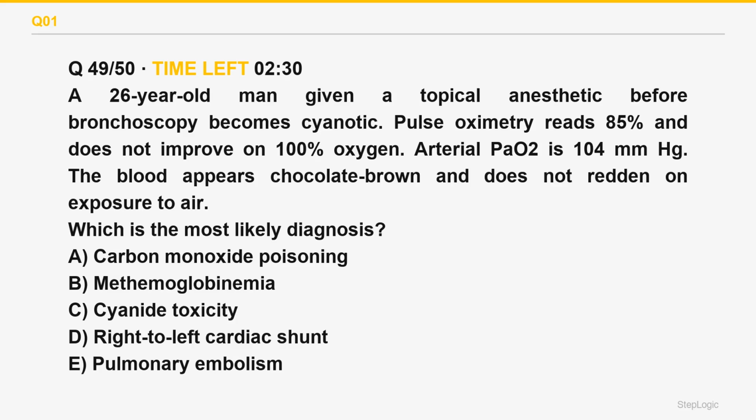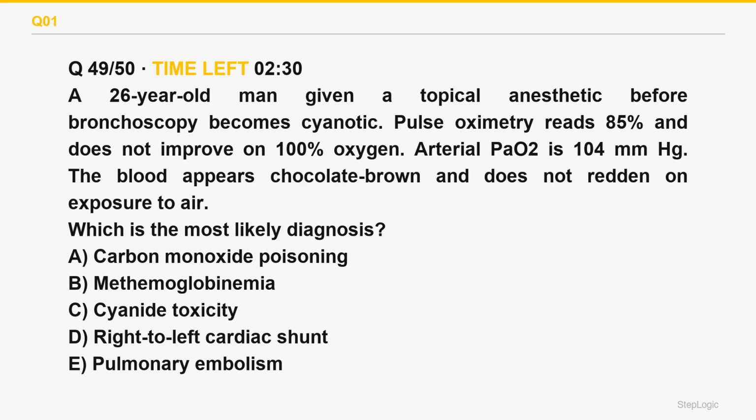A 26-year-old man given a topical anesthetic before bronchoscopy becomes cyanotic. Pulse oximetry reads 85% and does not improve on 100% oxygen. Arterial PaO2 is 100 millimeters of mercury. The blood appears chocolate brown and does not redden on exposure to air. Read the command, the most likely diagnosis.